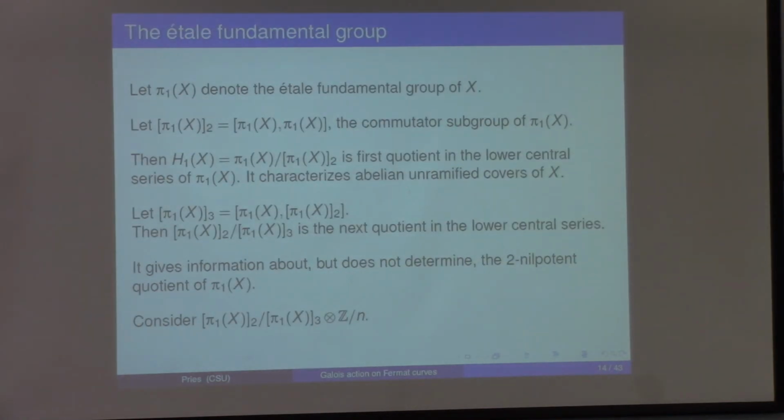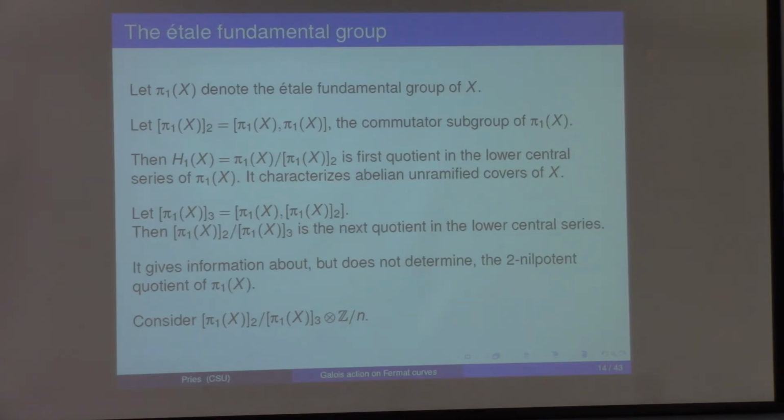So let's think a little bit more about this homology group. Where did it come from? Well, we have the fundamental group of X. So this classifies all unramified covers of X, the whole inverse system of all the unramified covers of X. And that group is a non-abelian group. And if you look at its commutator and take this fundamental group and mod out by the commutator, you get this homology that we've been talking about. So this homology is the first quotient in the lower central series of the fundamental group. And it characterizes abelian unramified covers of the Fermat curve.